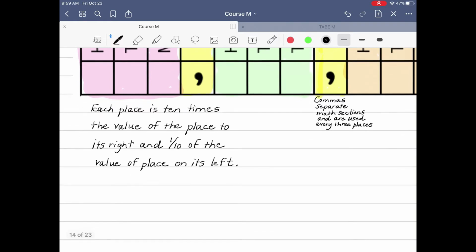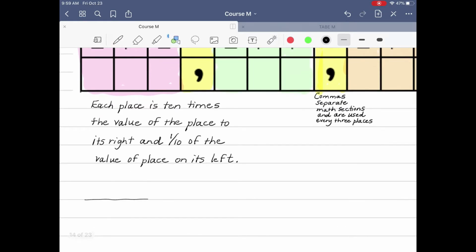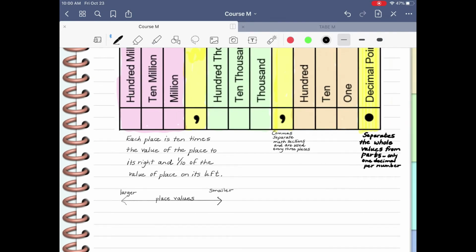So another way to think about that statement is this. If I am moving to the right, numbers are getting smaller. If I am moving to the left in my place value chart, numbers are getting larger. And we're talking about place values here, not a number line. So if you're moving up in the place value chart, moving to the left, the numbers are getting larger. If you're moving down in the place value chart, the numbers get smaller and smaller and smaller.